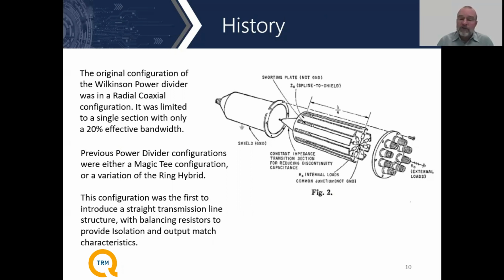The beauty of this, like I said, is that this puts the resistor in a different mode than the traditional Magic T or ring hybrid configuration, which was essentially the prior art. What this configuration introduced was a straight transmission line configuration that, with some balancing resistors, allowed for an equal power split, independent of the number of splits that you actually needed.